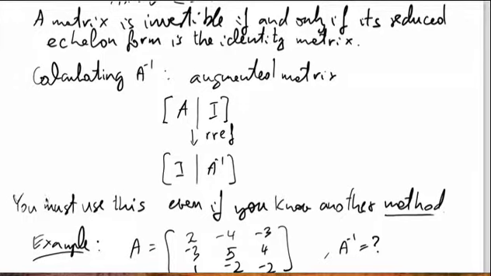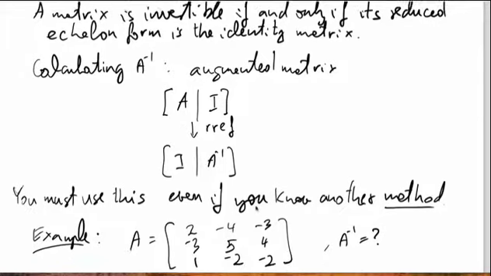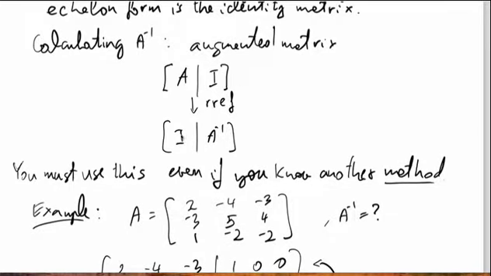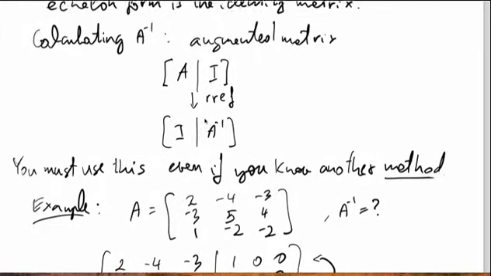Very important, you must use this process with the reduced row echelon form. The whole semester we are using reduced row echelon form, and we will continue using it even for calculating the inverse matrix. You must use this even if you know some other methods, because actually that's the general formula. For smaller matrices, there are some other formulas and also some theoretical reasons you might want to consider some other formula, but for our course, for practical purposes, this is the process.